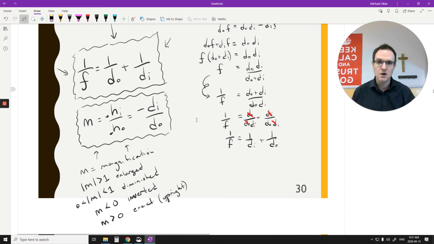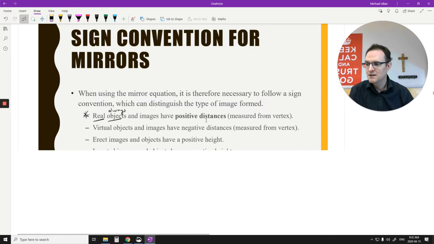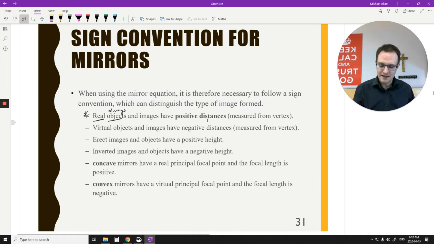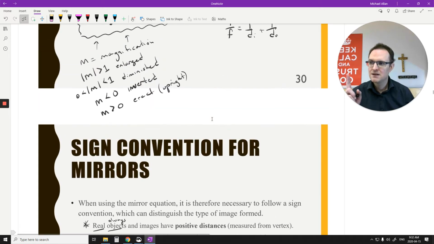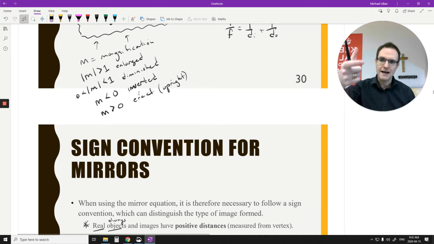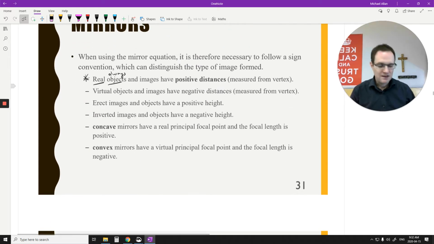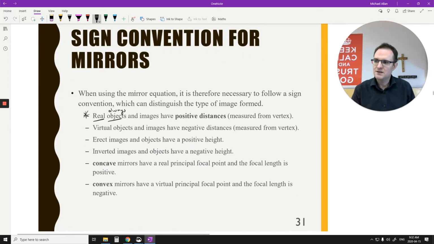The DIs and the DOs can help us figure out a couple other things as well to determine if it's a real or virtual image. So to determine certain things about using the formula to determine characteristics about the image, we need some other sign conventions. Depending on what sign the magnification is, it tells us what kind of image it could be or what kind of attitude it is. Is it erect or is it inverted? But to use the equation properly, we're going to have to deal with a few other sign conventions.